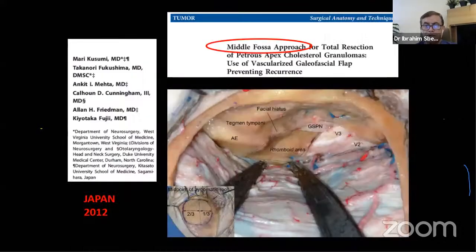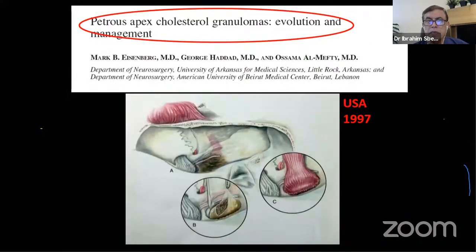So the middle fossa approach, popularized by Kawase. A beautiful paper from Osama Mufti, Mark Eisenberg, back in 97, of the middle fossa approach to take this cholesterol granuloma and fill the cavity with a muscle pedicle. Again, here I also refer to my colleague, George Haddad from Lebanon, son of Fahd Haddad, one of the very first neurosurgeons in the Middle East, if not the very first neurosurgeon in the Middle East from Lebanon.